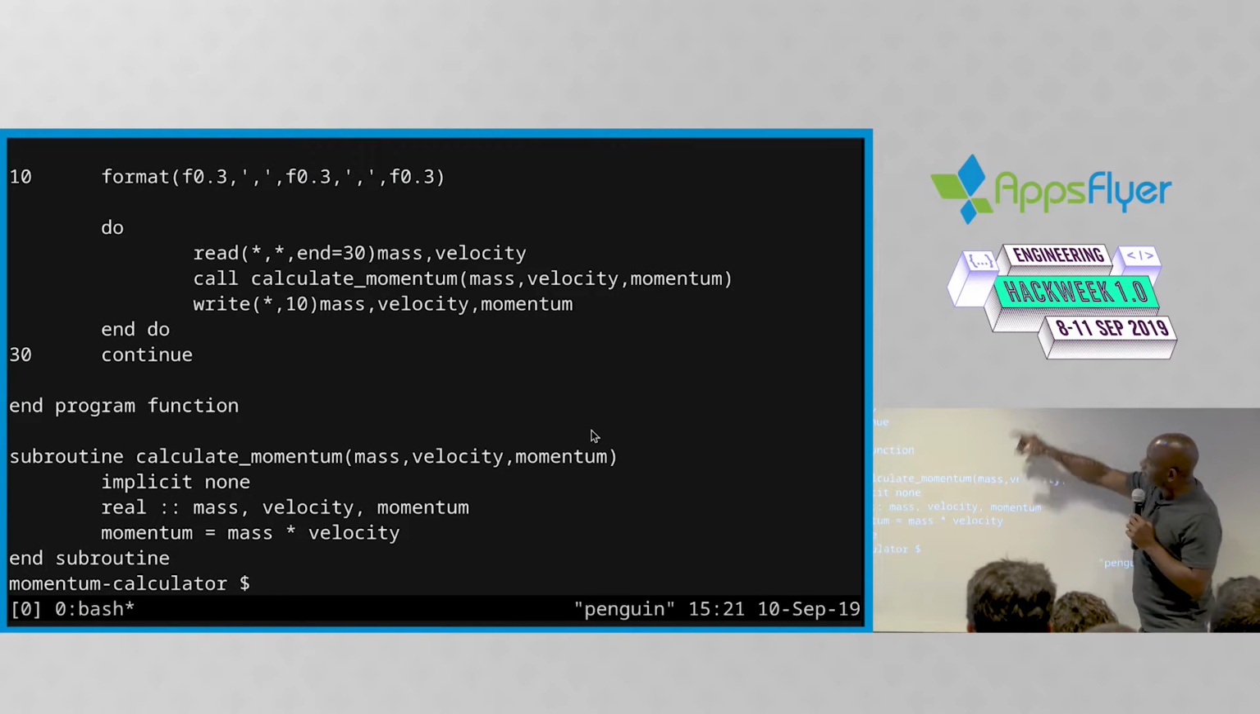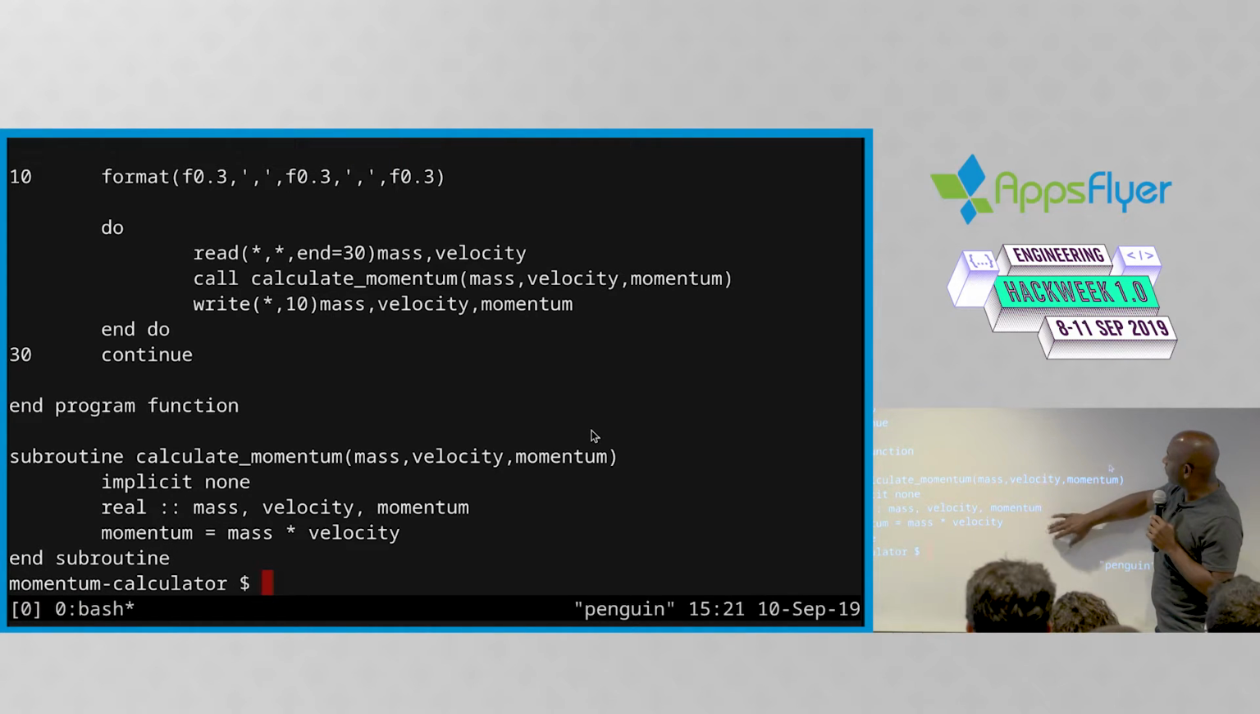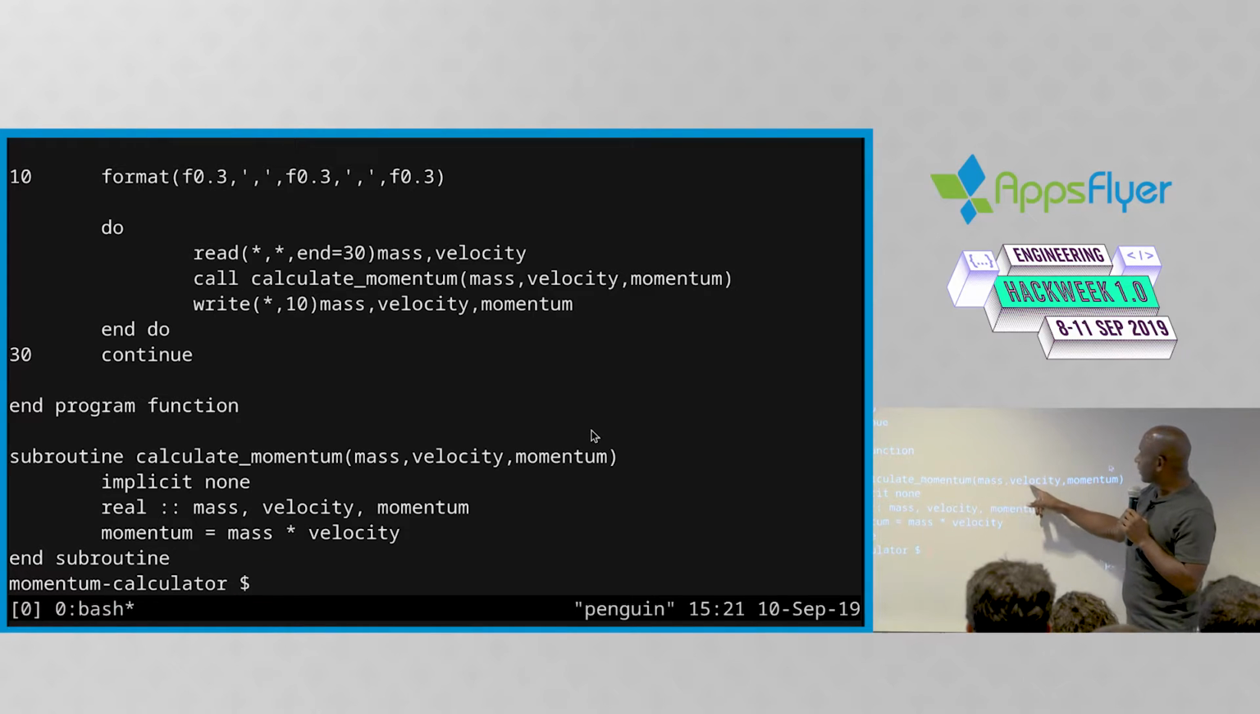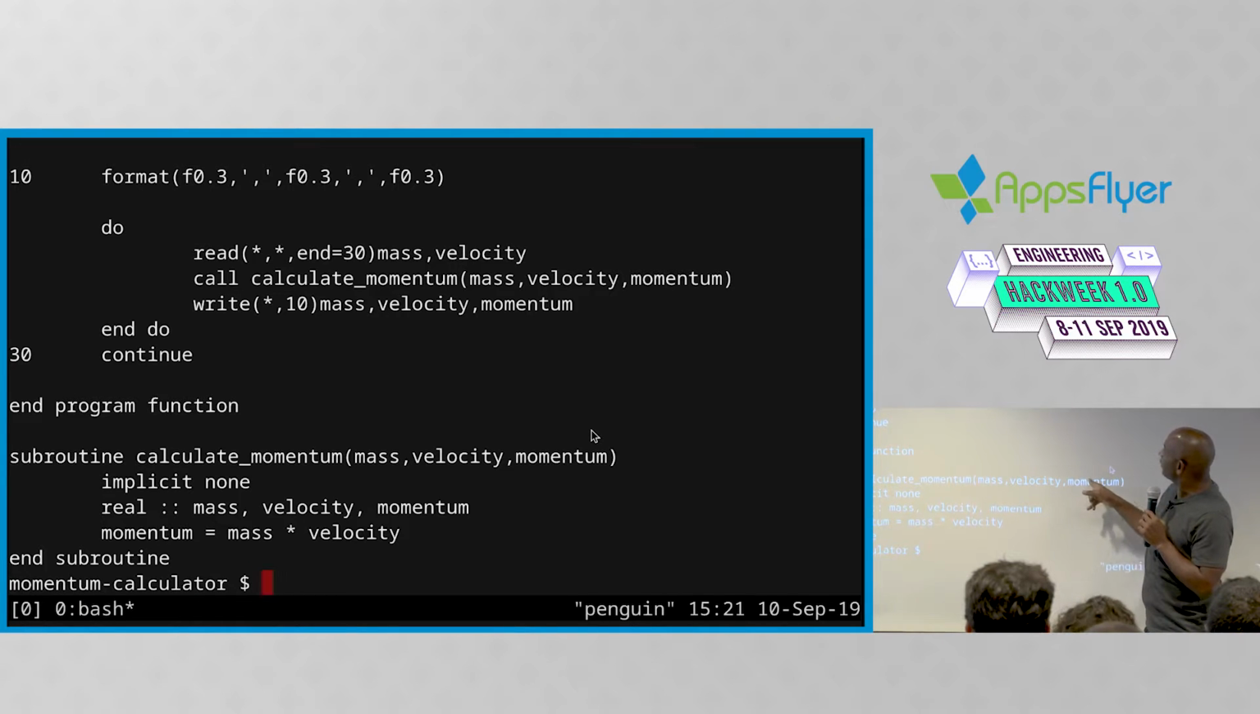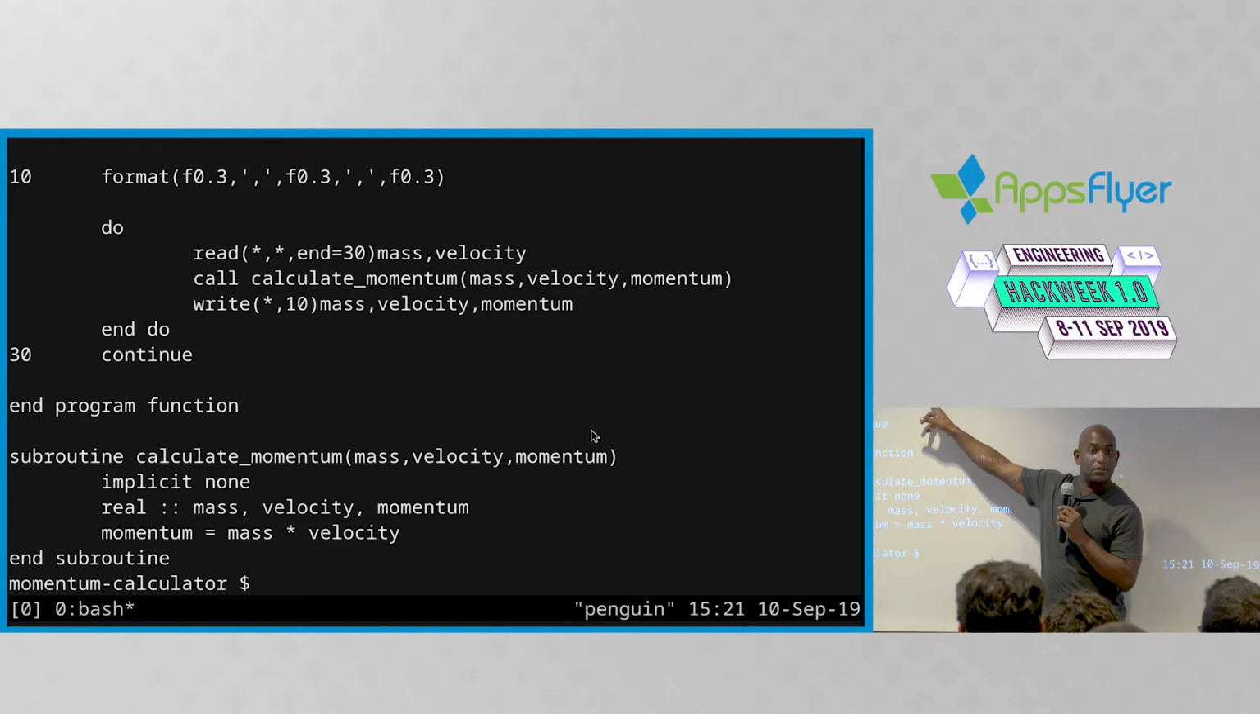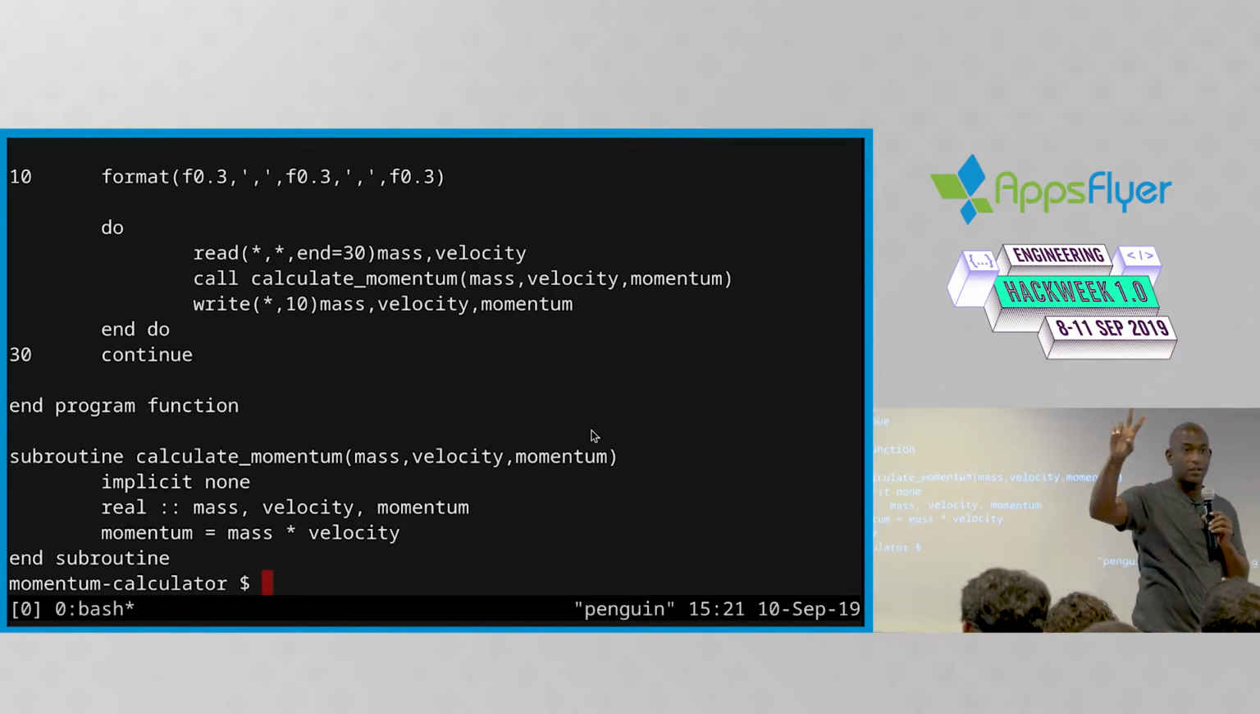Then I'm going to call this function that's being defined down here in the subroutine. And I'm going to pass in mass and velocity, do the calculation, right? Mass times velocity equals momentum, and return it in this field. So I'm just going to call calculate. And I'm going to write back to standard out 3 fields instead of 2, right?